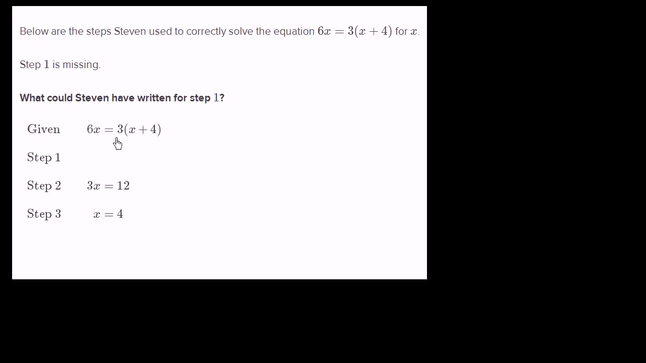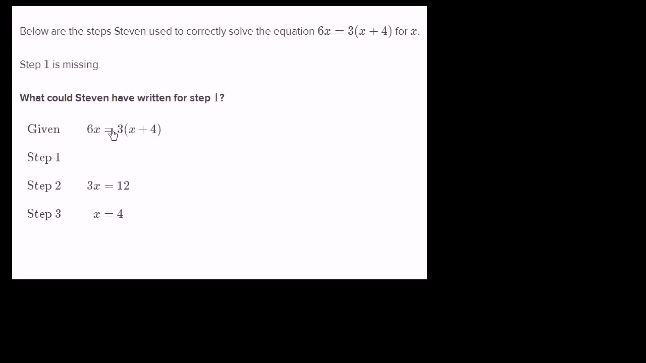So let's see. This is the original equation. They give us a blank for step 1, and then we see that he eventually gets to 3x equals 12. Then he divides both sides by 3, and he gets to x equals 4. So the best way I could think about doing this is to think, well, what would I do?